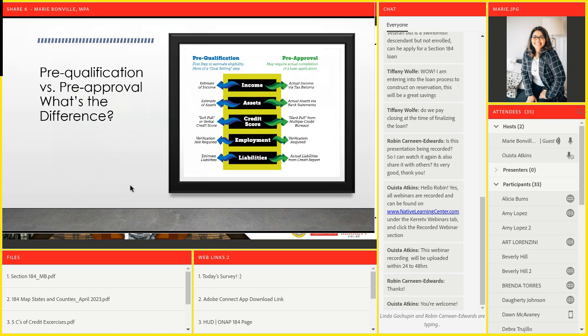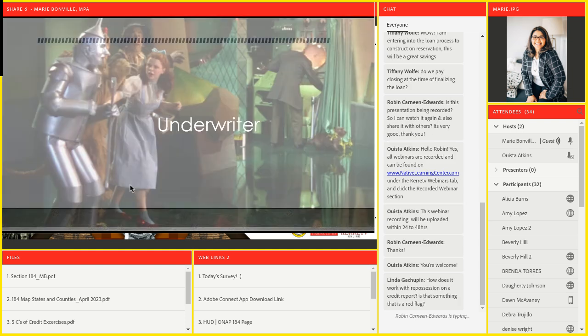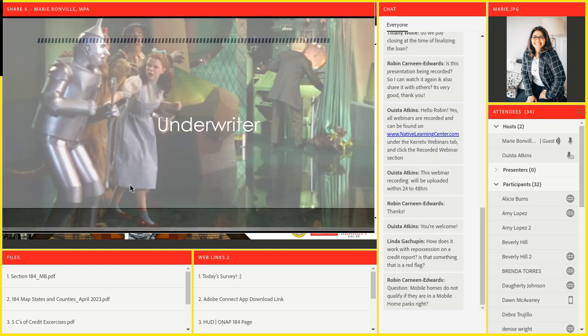So with pre-qualification, if you're just thinking about how much home you can afford, you can get a pre-qual letter. And then that way you can start shopping for a home loan. You can start looking at manufactured housing. You can start doing these things. However, you will have to go through an actual pre-approval process. And this is where the underwriter comes in.